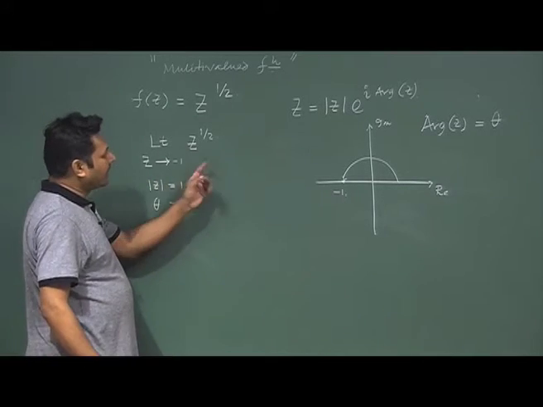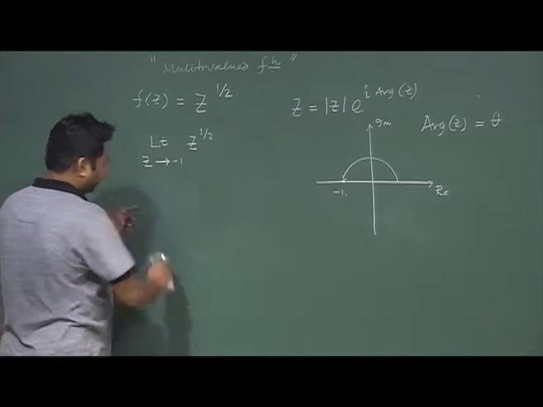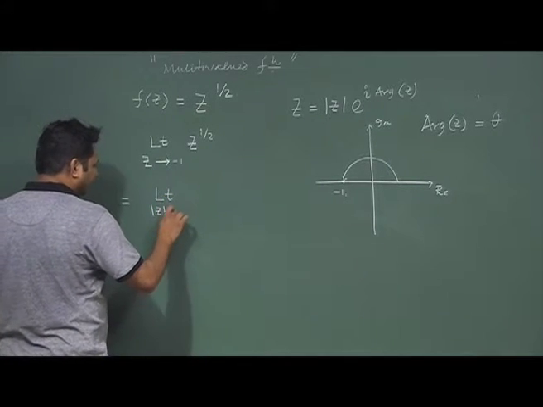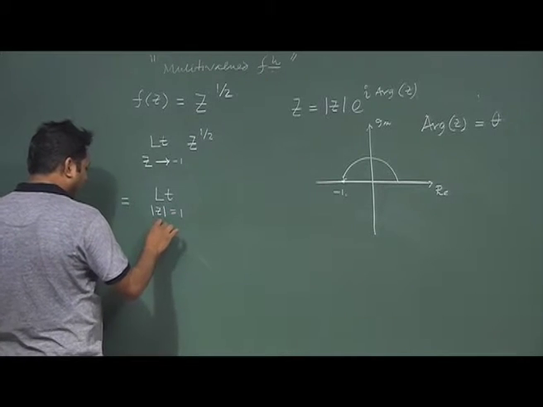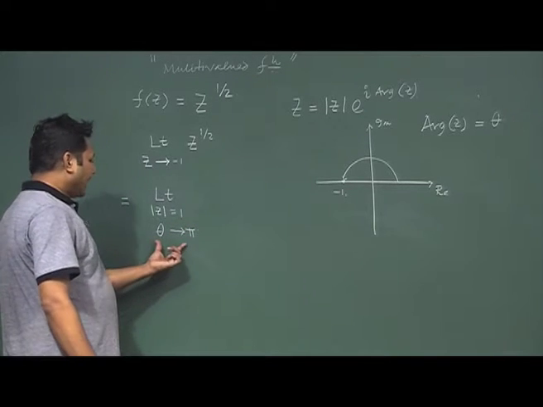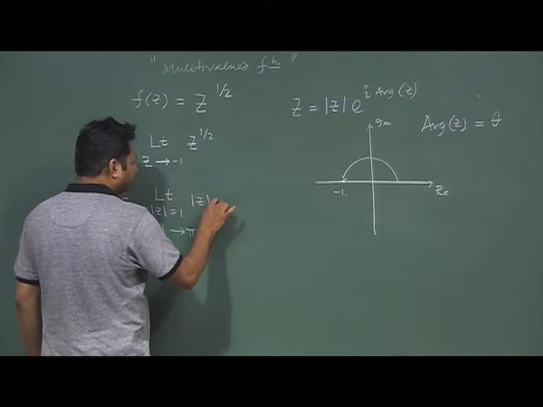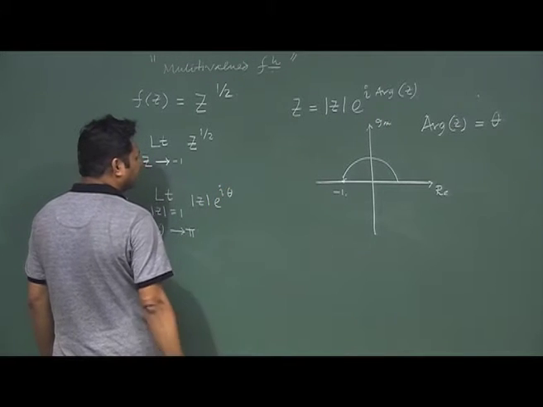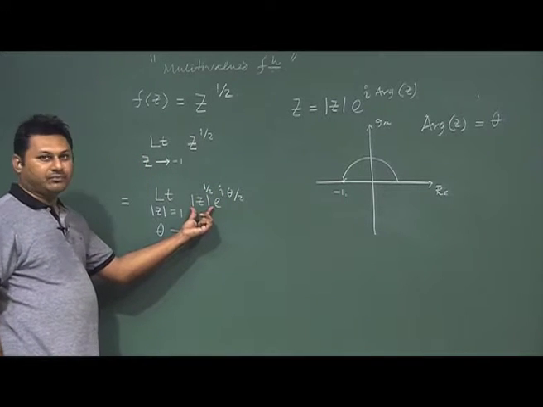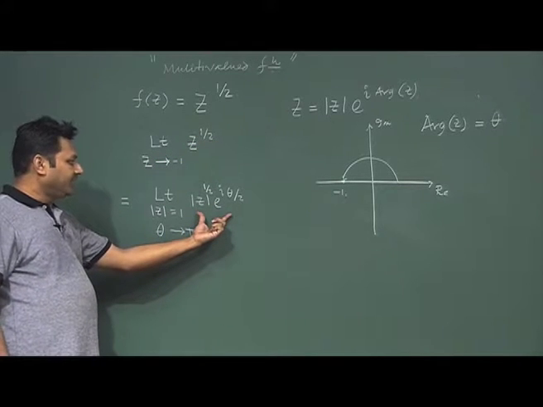The function z to the power half I should write in this form. So then my function, let me write it here: the limit, where mod of z is equal to 1 and the argument theta tends to pi, and z to the power half I write as mod of z to the power half times e to the power i theta by 2, because here my z to the power half, or root over z, can be defined in this way.